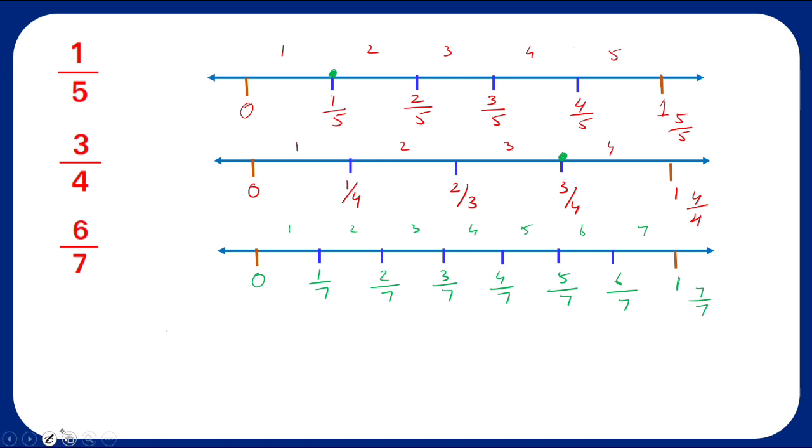And we have to mark this point 6/7 on this number line. And it is marked here, 6/7. So 6 parts of the total 7 parts.